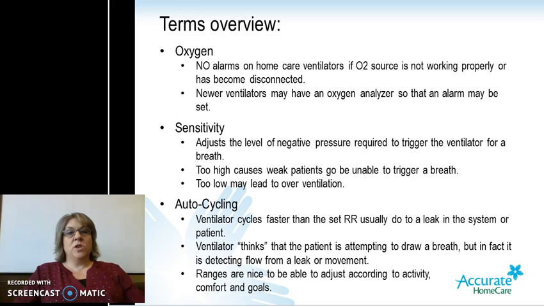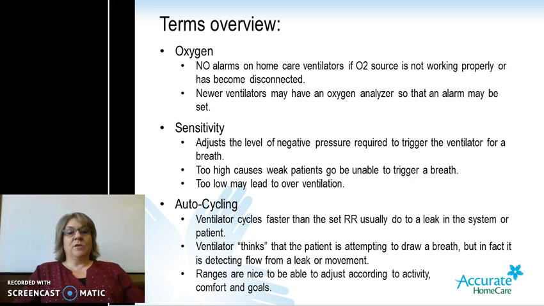Sensitivity. When you hear the term sensitivity, it is the amount of negative pressure required to trigger the ventilator for a breath. How long do I want my patient to work in order to be able to get a breath? If we set this number high, it causes weak patients to be unable to trigger a breath at all. If we set it too low, it may lead to autocycling or overventilation. A typical setting is somewhere between 2 and 4.